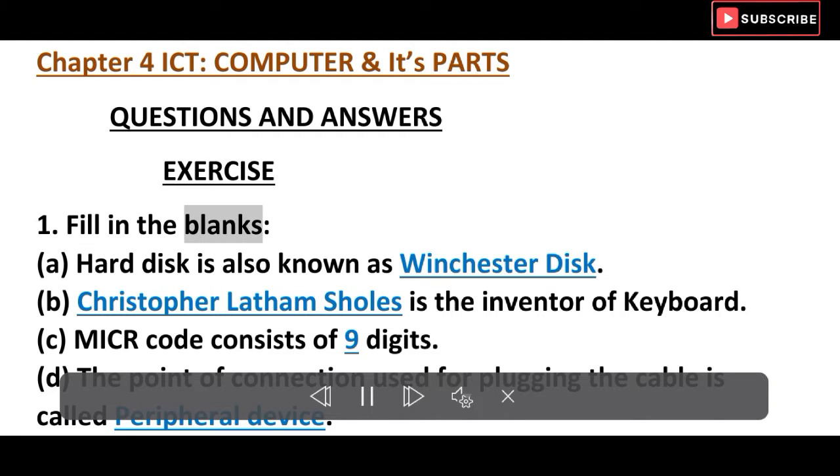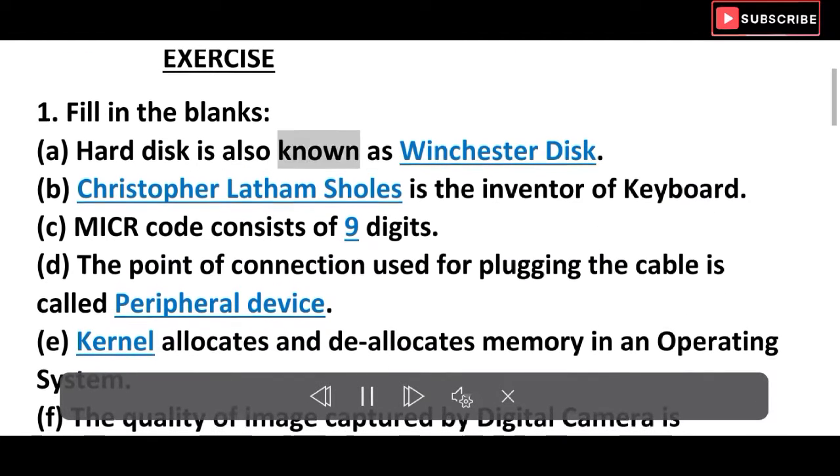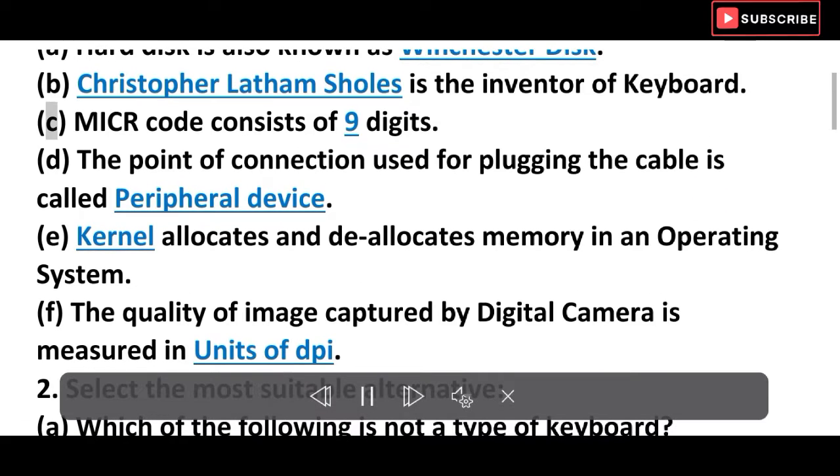Fill in the blanks. A. Hard disk is also known as Winchester disk. B. Christopher Latham Sholes is the inventor of keyboard. C. MICR code consists of 9 digits. D. The point of connection used for plugging the cable is called peripheral device.